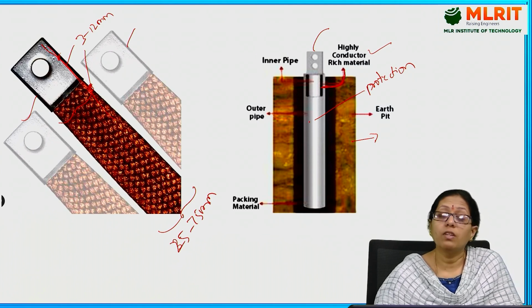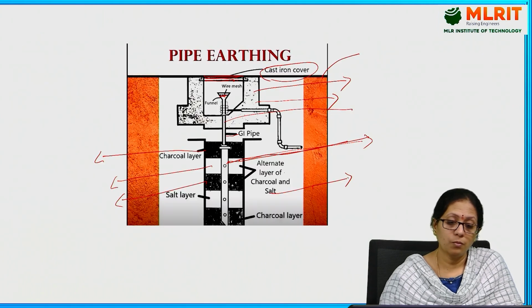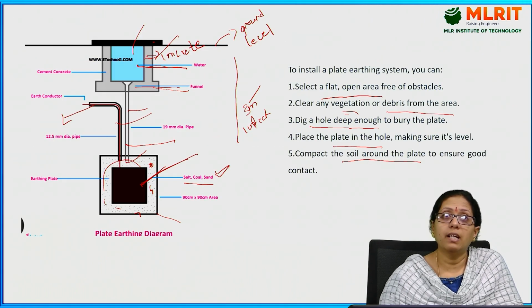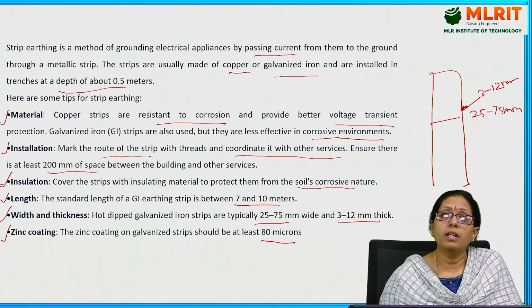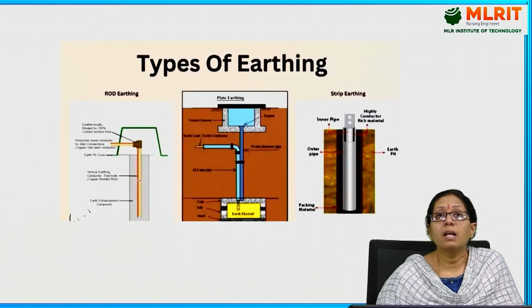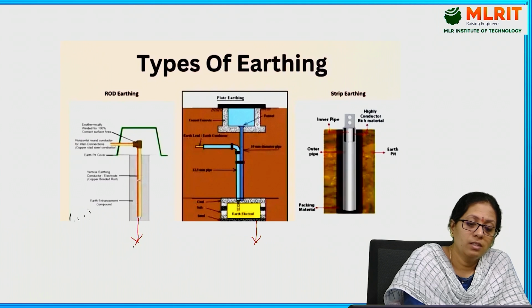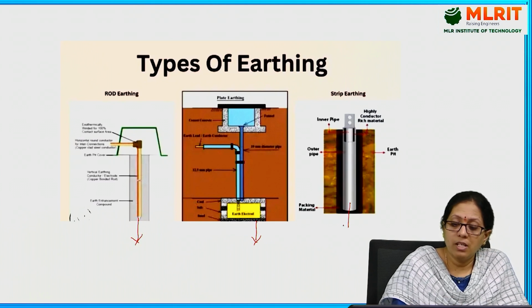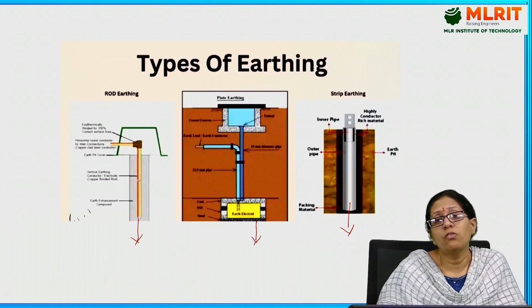So in this lecture we learned about 3 different types of earthing. The first earthing is plate earthing. The second one is pipe earthing. The third one is strip earthing. So here is a comparison between the 3 different types of earthing. Here you can see the plate earthing, here the pipe earthing, and this one is the strip earthing.